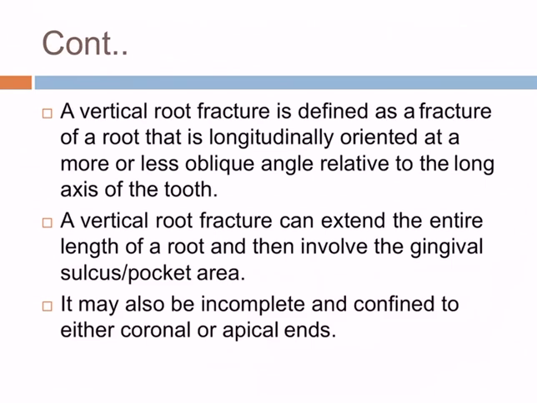So a vertical root fracture is defined as a fracture of a root that is longitudinally oriented at a more or less oblique angle relative to the long axis of the tooth. Okay? A vertical root fracture can extend the entire length of a root and then involve the gingival sulcus or pocket area, or it may be incomplete and confined to the coronal or the apical end. So it depends on how far it goes along the length of the root: a complete vertical root fracture, or partial, coronally. It can be a lesser impact, where the fracture line does not reach the apex and is confined to the coronal part.